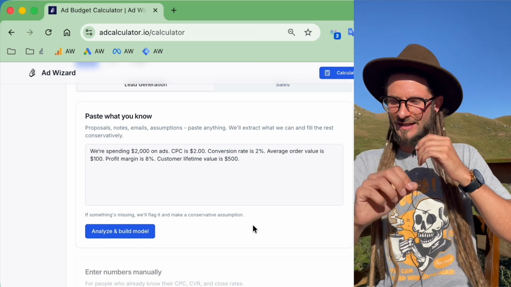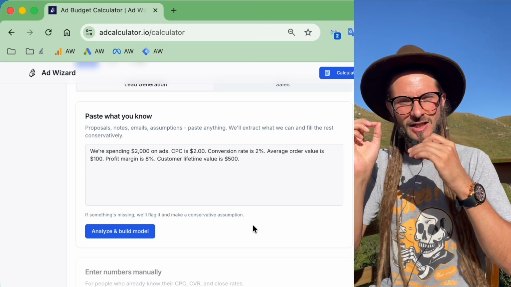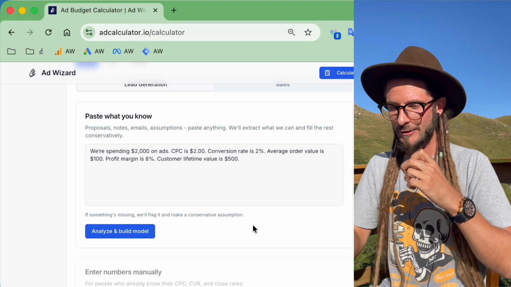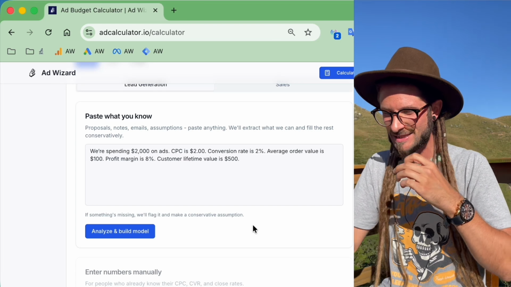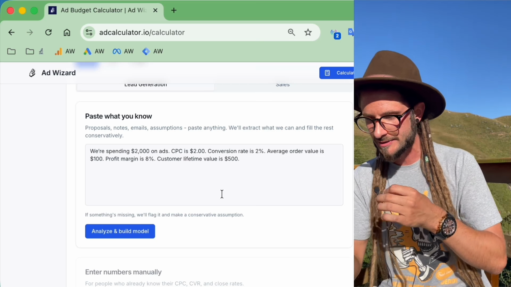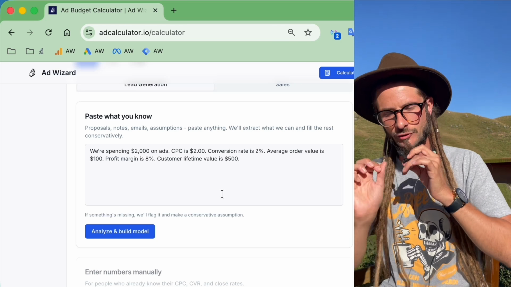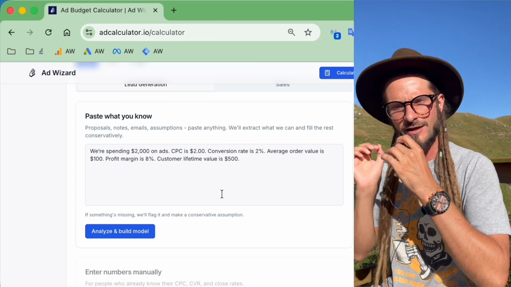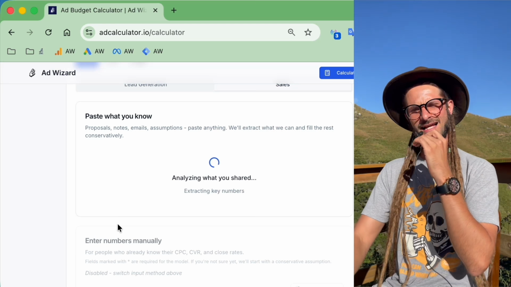Now let's try another figure, something else that a lot of businesses rely on, customer lifetime value. How does the ad calculator change depending on if we add these particular data points in as well? In this example, we're spending $2,000 on ads. CPC is $2, conversion rate is 2%, average order value is $100, profit margin is 8%, customer lifetime value is $500. We're going to click analyze and build model.